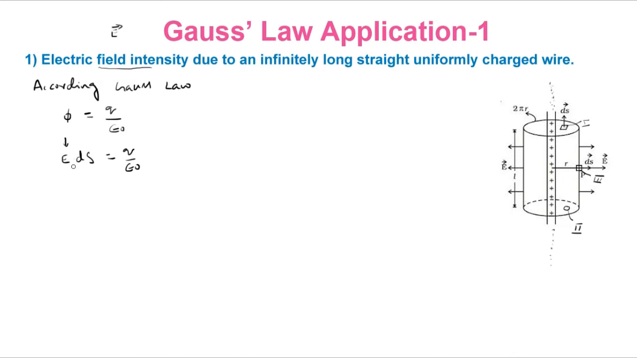So here what flux? The total flux. We are writing the total flux. The symbol is like that: the integration with a small circle. Are you clear? The total flux, E into ds, is equal to Q by epsilon naught. What is the total flux?